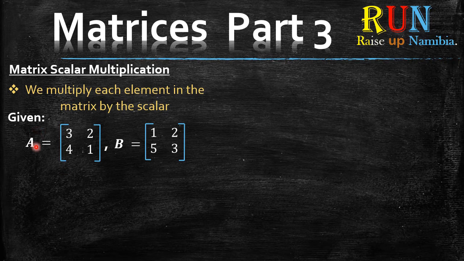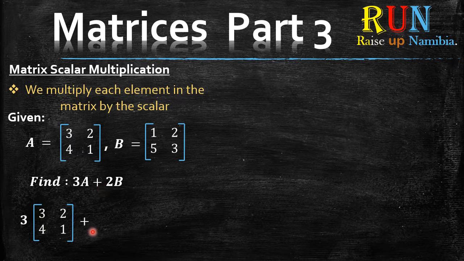Here we are given A and B. So we have matrices A and B, and we are asked to find 3A plus 2B. So how do we do this? You take the 3. Now, what is our matrix A? You write the matrix A there. Plus, you take the 2. Now, what is B? Our matrix B is this one.